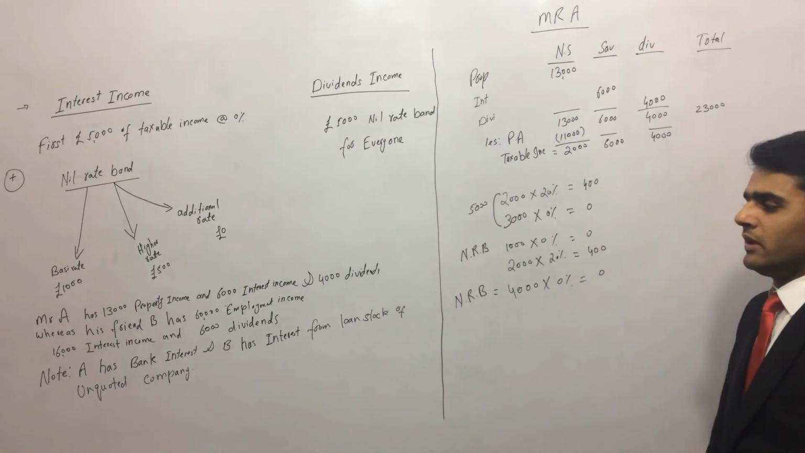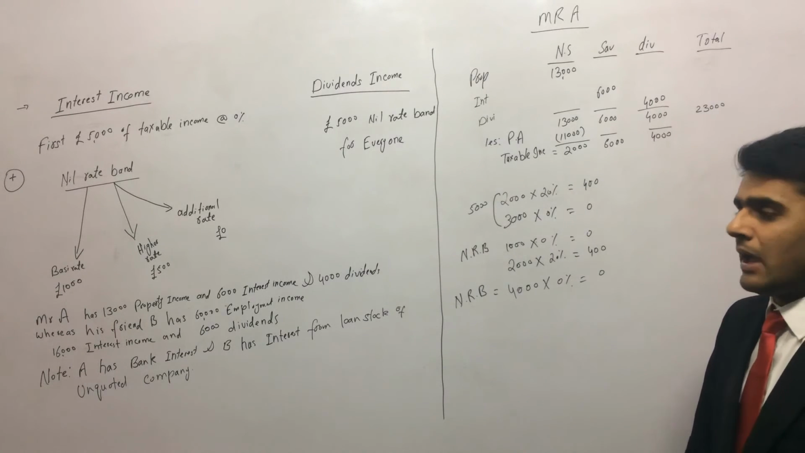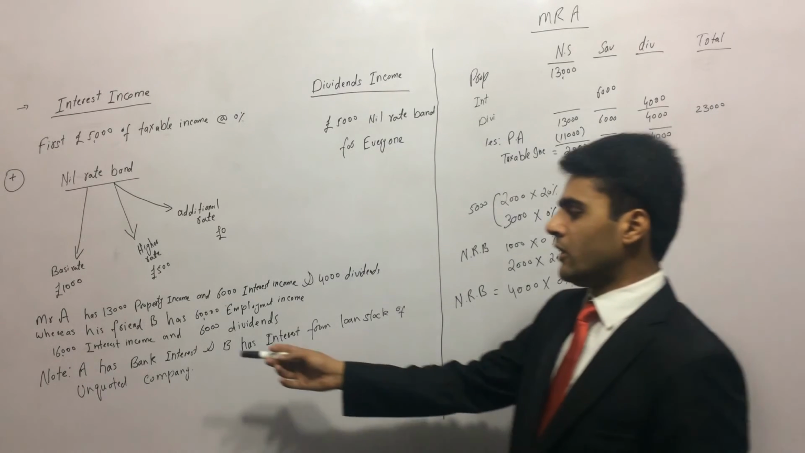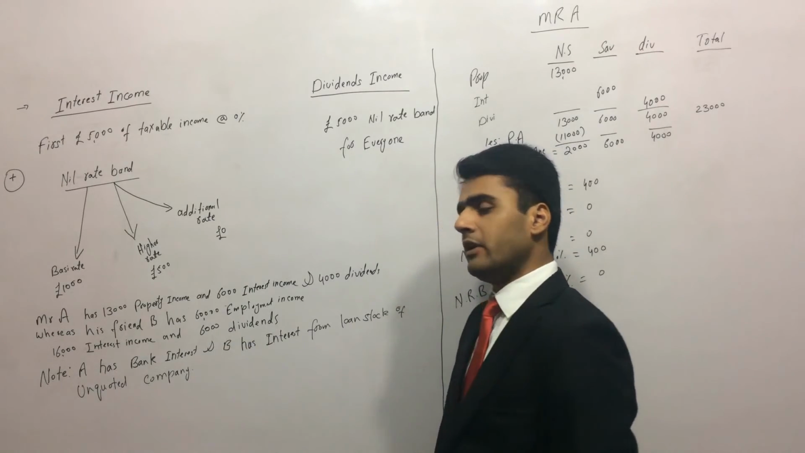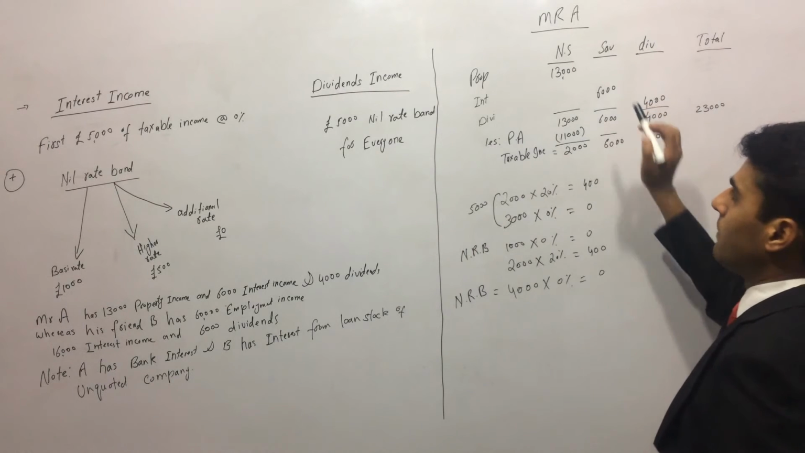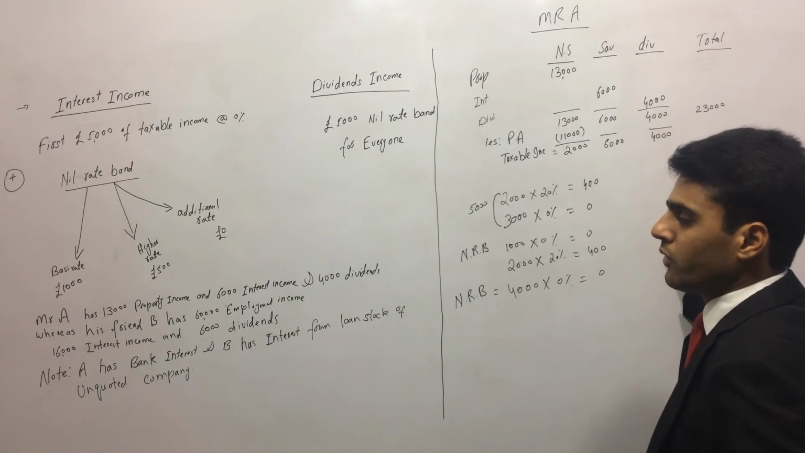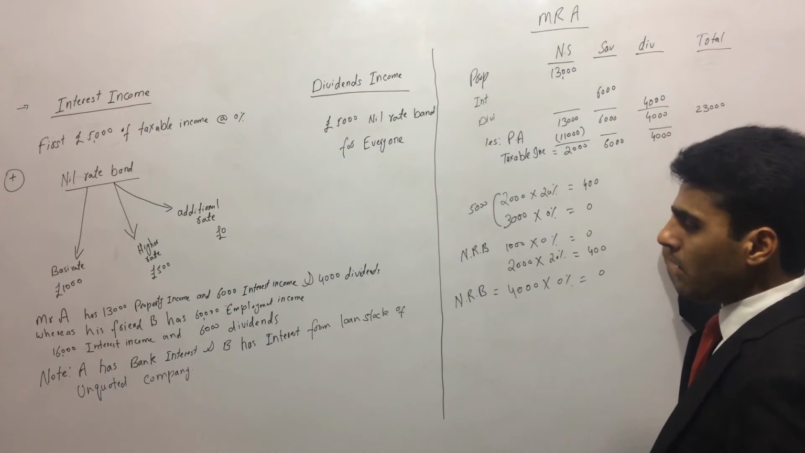Hang on, this interest income is coming out of the loan stock of an unquoted company. Now this was received net. So what I need to do is gross it up. How can I gross it up? I will take £16,000 multiplied by 100 and divided by 80. That's how I will gross it up. Then the £20,000 I will put under the savings income, and that will be my interest from the loan stock of an unquoted company.